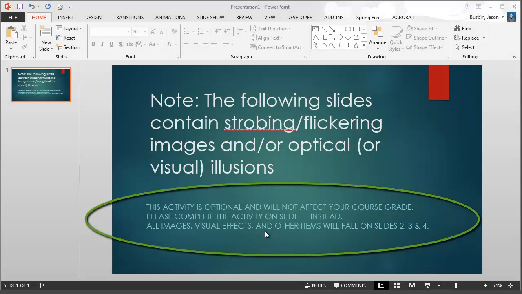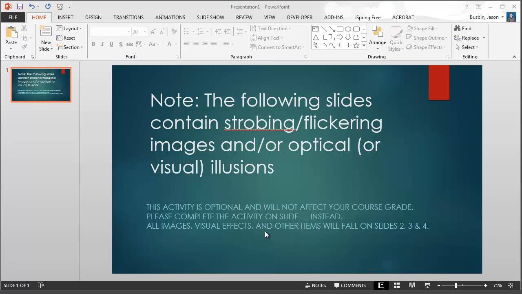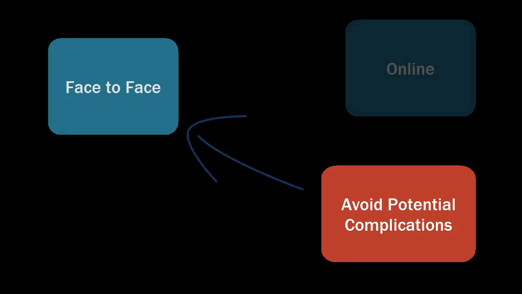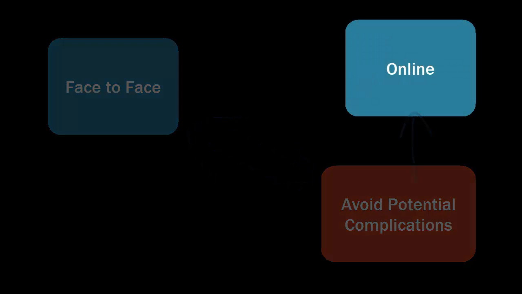Lastly, always make items like these optional so that those who cannot view these items are not penalized. Having a few different options is always a good idea when using these types of items in your course. Using these precautionary tips will help to avoid any incident inside your course, whether it be face-to-face or online.